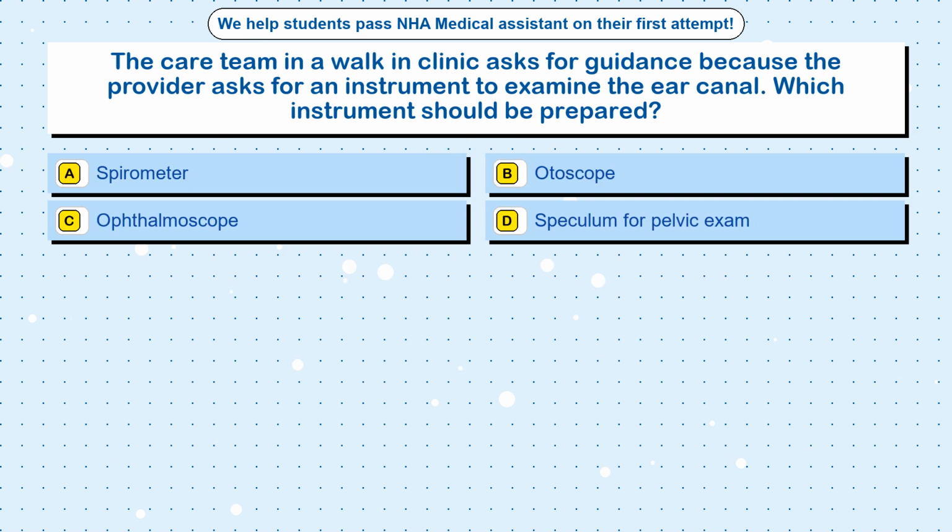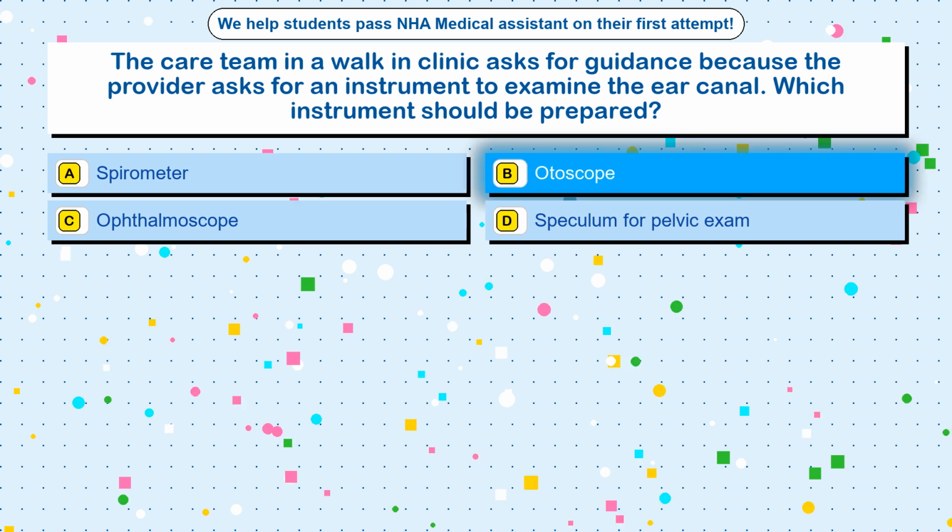Question 62. The care team in a walk-in clinic asks for guidance because the provider asks for an instrument to examine the ear canal. Which instrument should be prepared? Option A, spirometer. Option B, otoscope. Option C, ophthalmoscope. Option D, speculum for pelvic exam. The correct answer is option B. Otoscope.